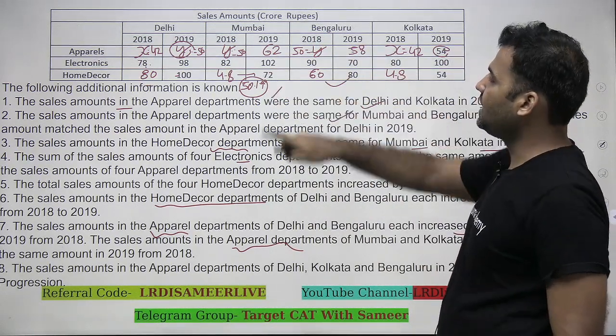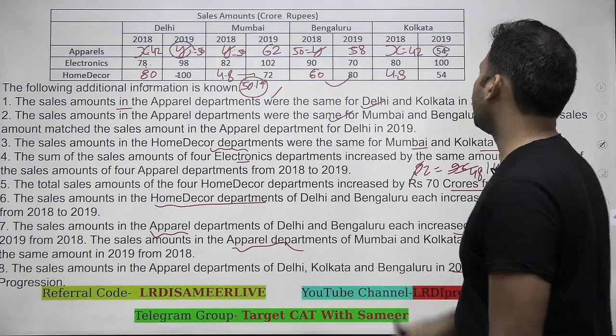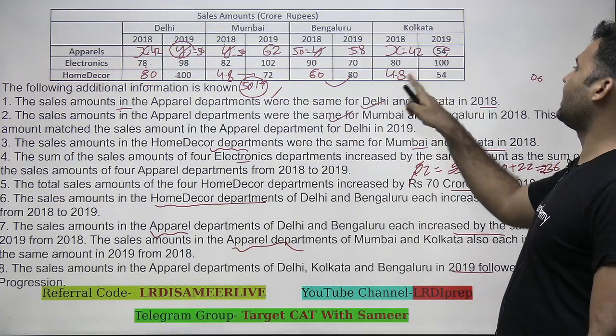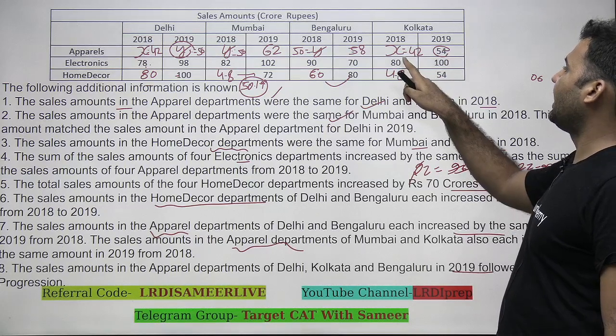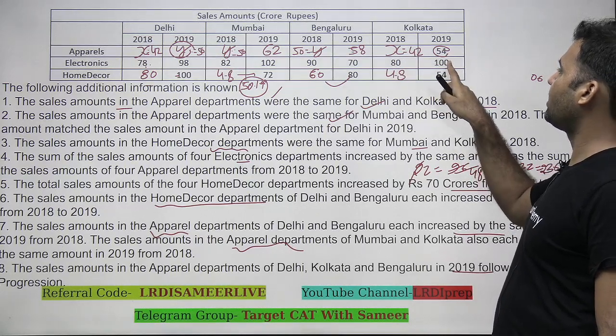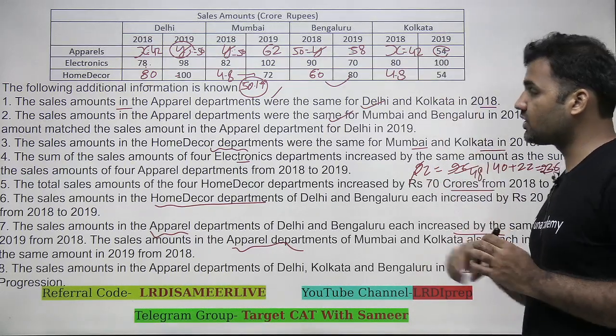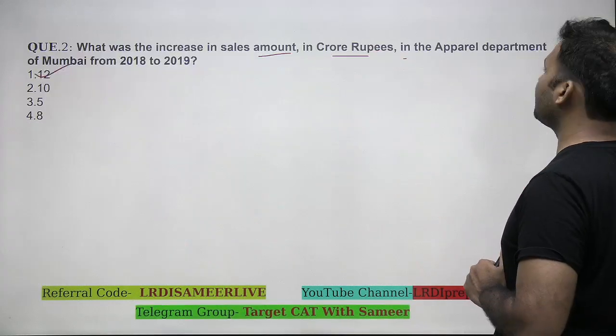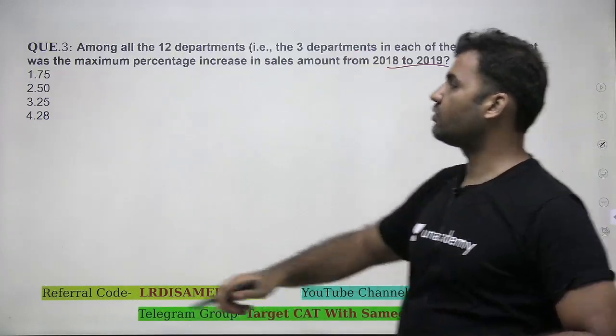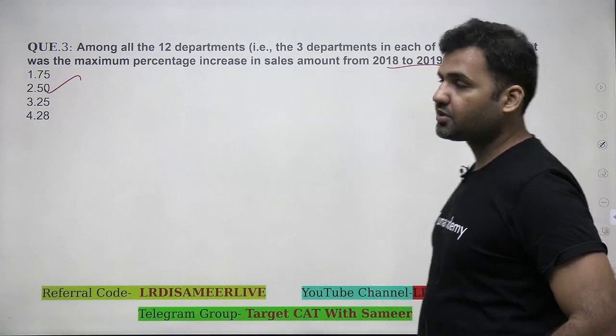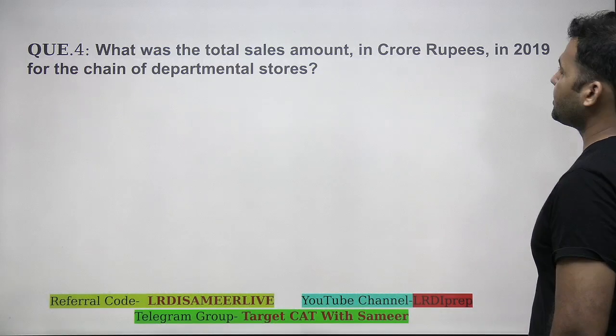I just need to see, is there any value which is more than 50? 48 to make it 50%, I need a 72 here, so it's not. On 80, to get a 50% increment, it should have been 120. So there's no other value which is more than 50%. So the highest increment would be 50%. That is, option number 2 will be the correct answer to the question.